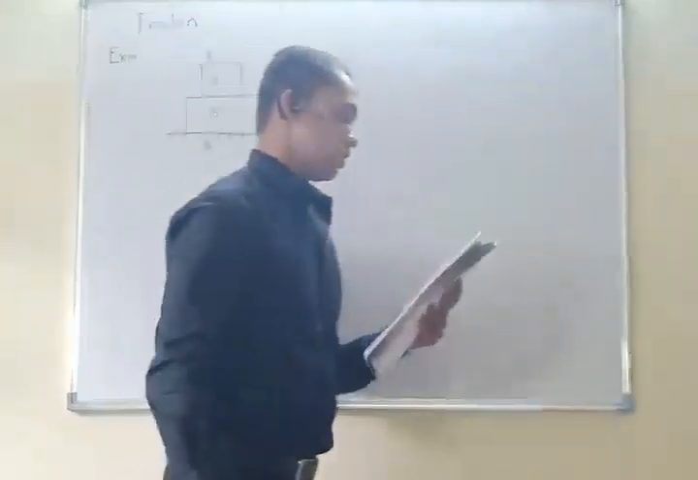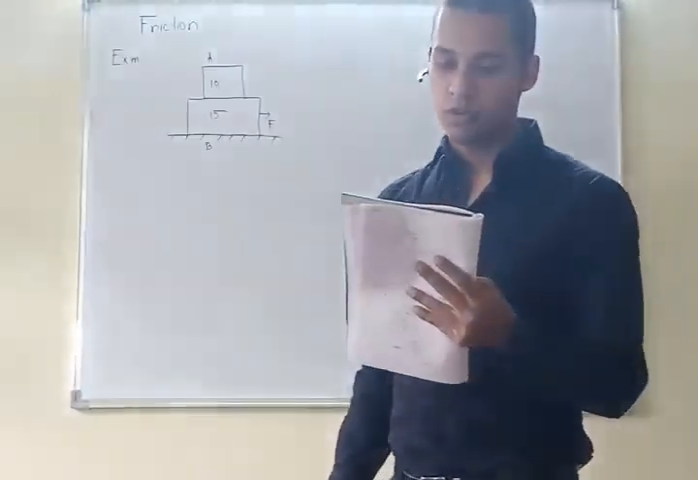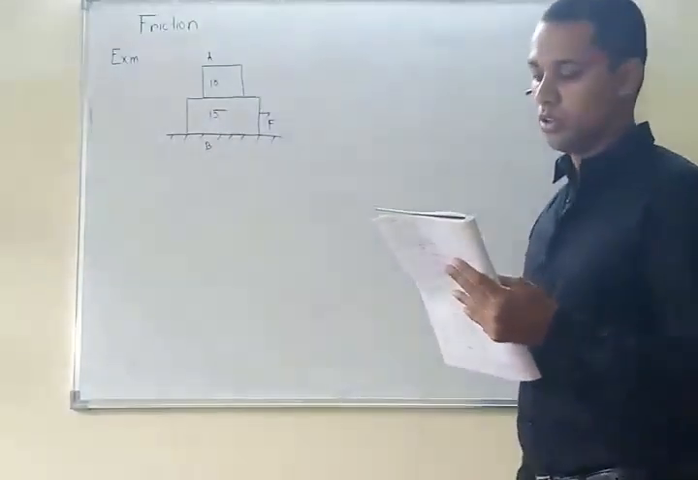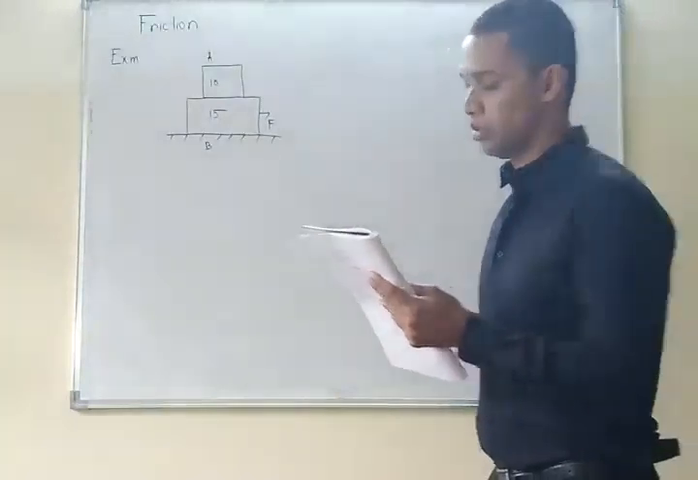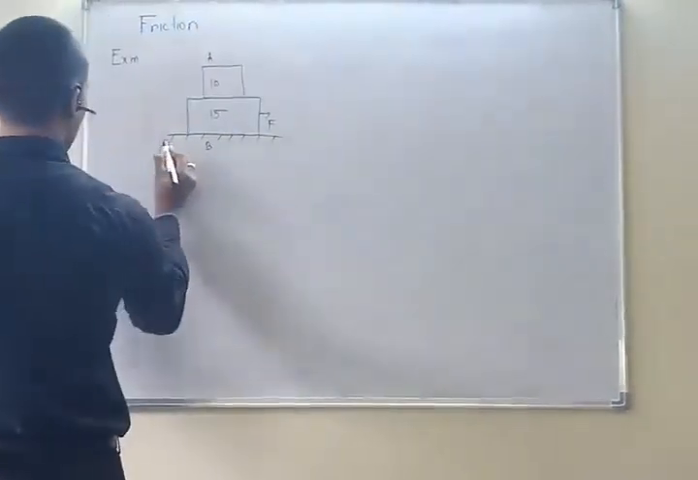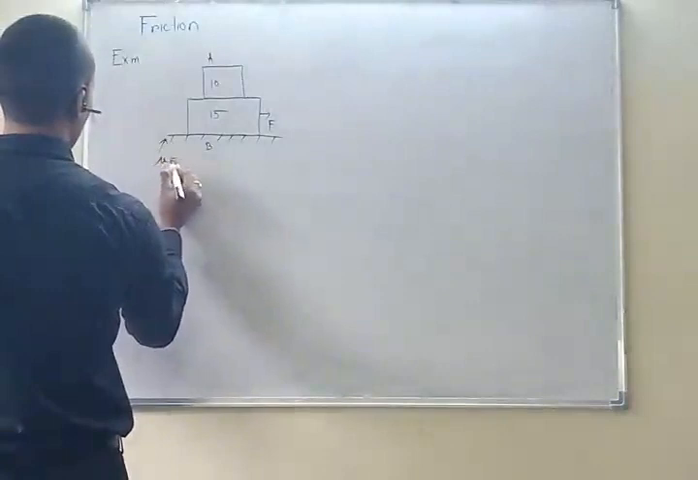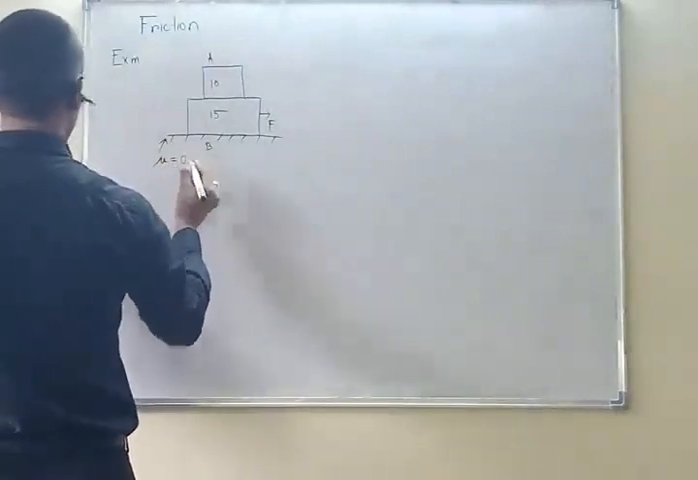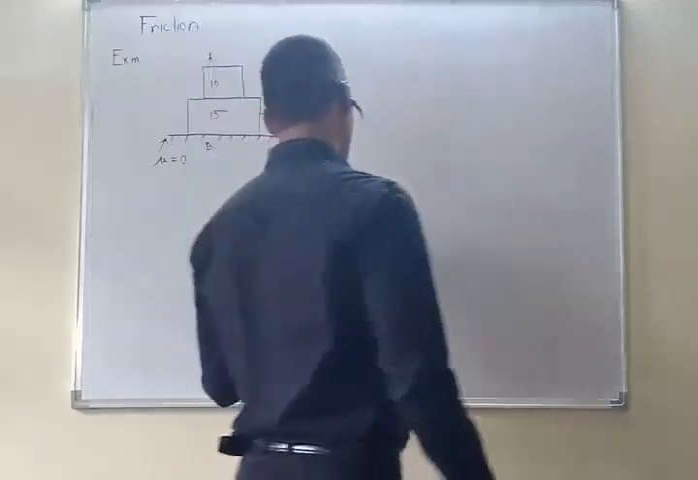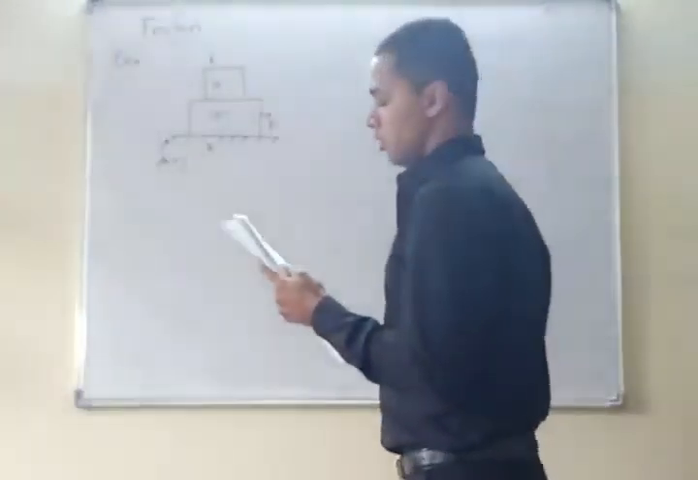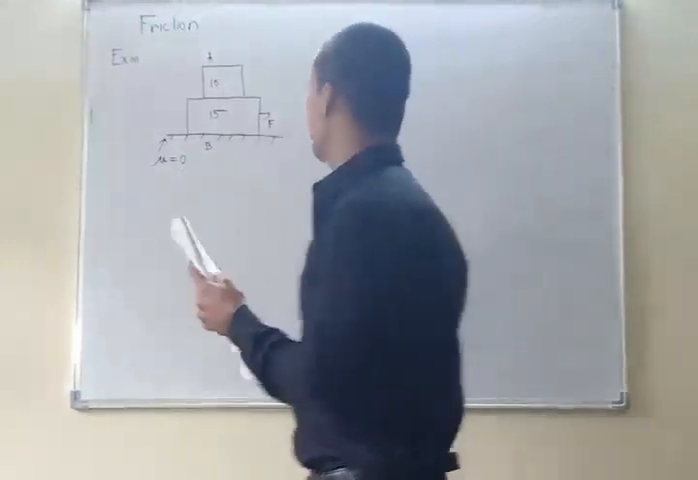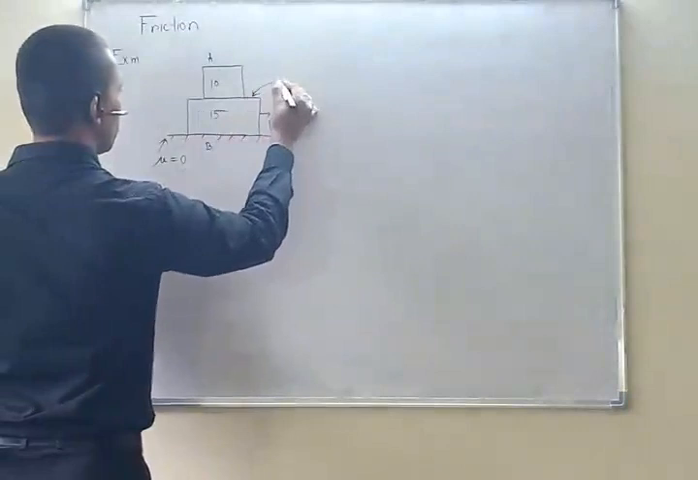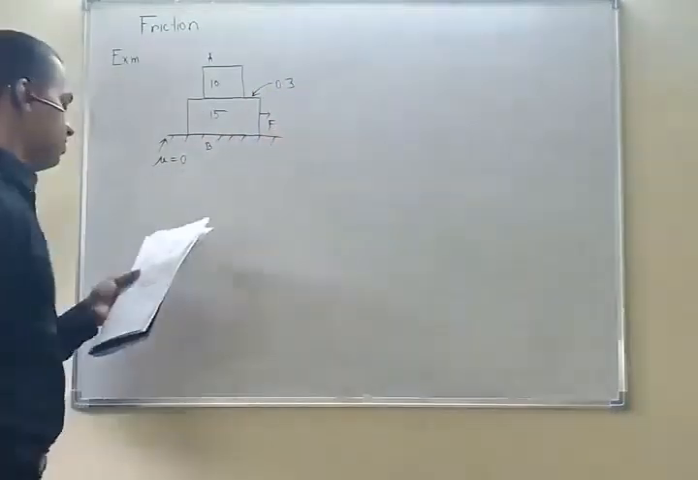It says two blocks A and B are resting one over another on a frictionless surface. So this surface is frictionless, this surface is mu equal to 0. The coefficient of friction between them is 0.3. That means between block A and block B, the coefficient of friction is 0.3.